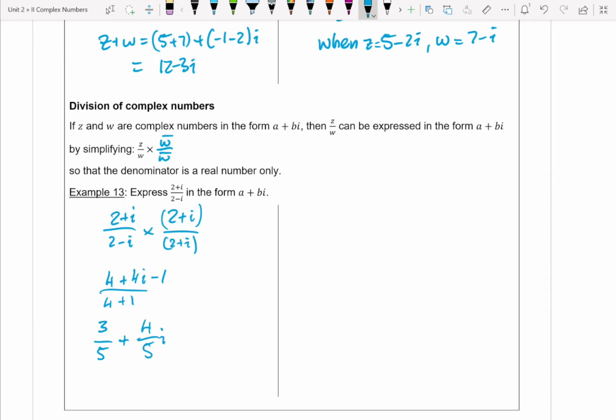Notice that I still represent it in a plus bi form. I don't put the 1 over 5 out the front. I don't put it as 3 plus 4i over 5. Because it's a real number, I can now represent it as two fractions. So let's just put in our equal signs and leave it at that.